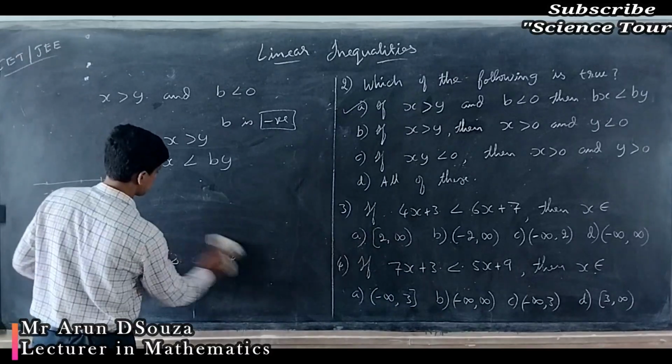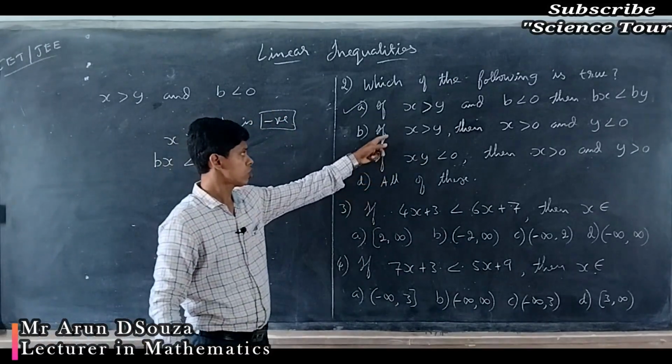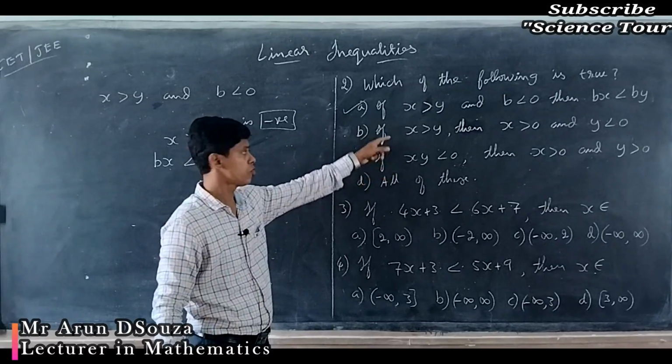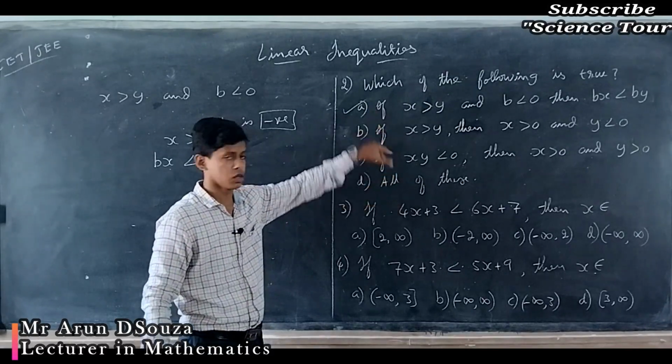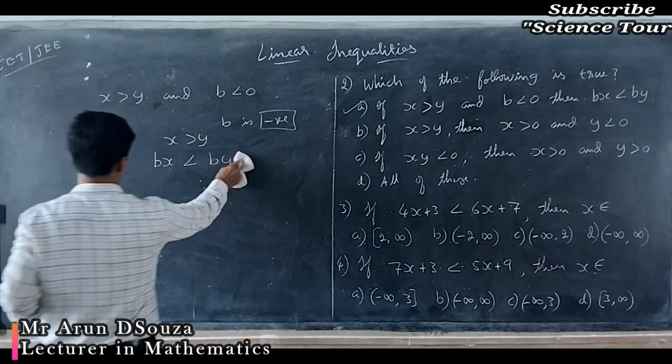So which option is correct? First option is true, so you have to check for B and C. If B and C are also true, then all of these are true, correct? So you have to check for B now. So let's go with B.